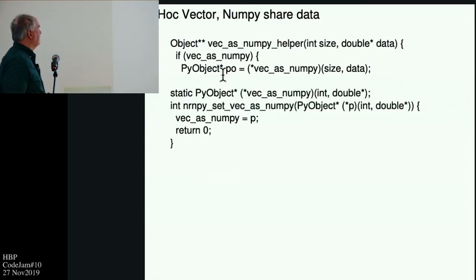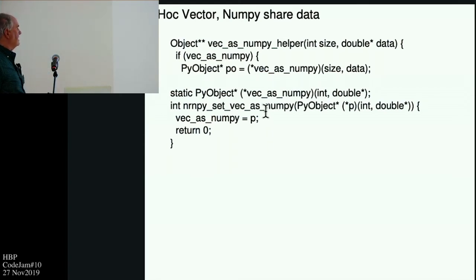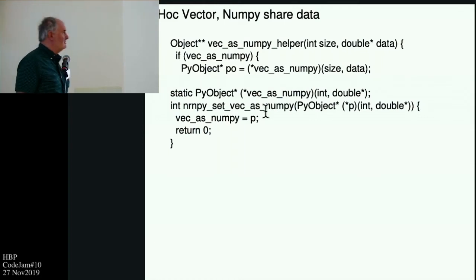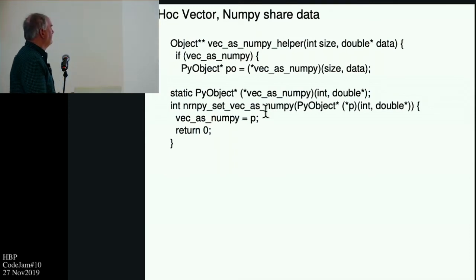The way this is done is that there is a C variable, a C function pointer, vec_as_numpy, which is used in the previous function above here. And what's required, or one way of making this connection, is to have also a C function, set_vec_as_numpy, whose purpose is to get the callable from Python that's necessary to carry out this process, and set it equal to this thing. In that case, then, when we call vec_as_numpy, this is a callback into Python with the size and data.